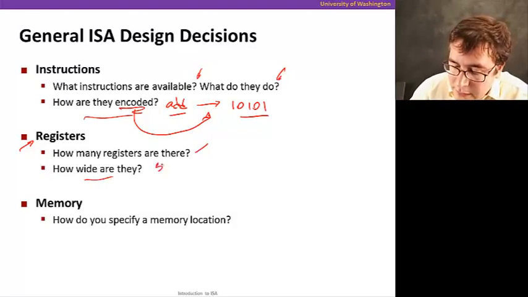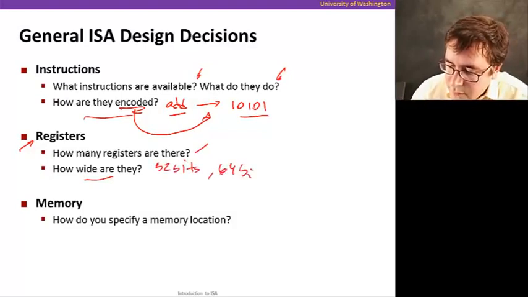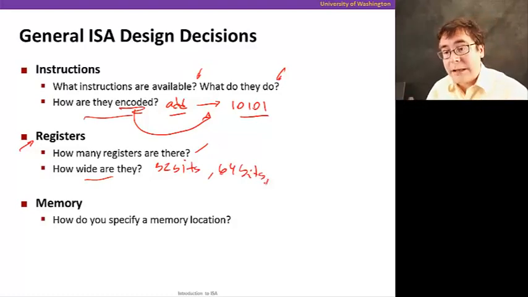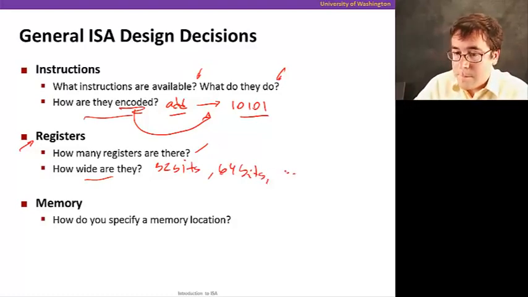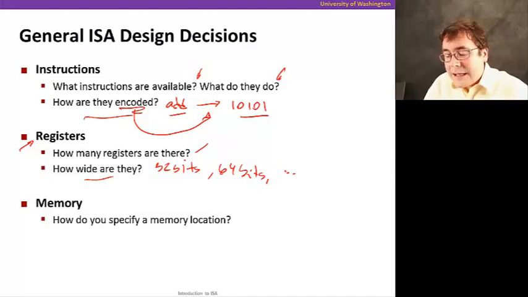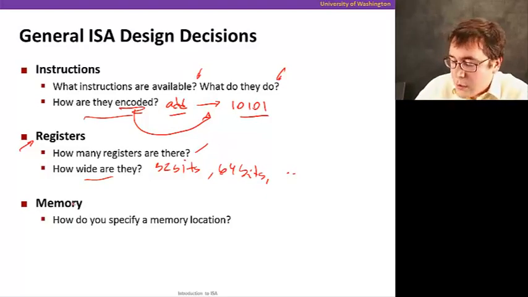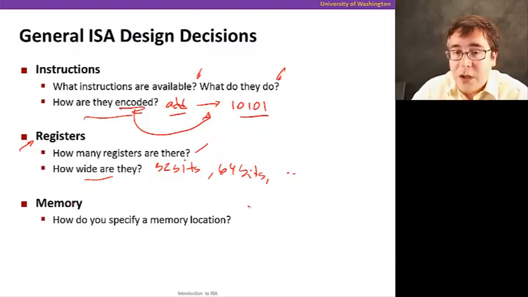For example, are they 32 bits? Are they 64 bits? Or are they smaller, like in the case of very simple processors, and so on. And finally, the ISA also defines something very important, which is how do you specify a location in memory? How do you specify an address in your assembly code, or in your instructions? How do you tell instructions what addresses they should be manipulating? It's also called, what are the addressing modes supported?